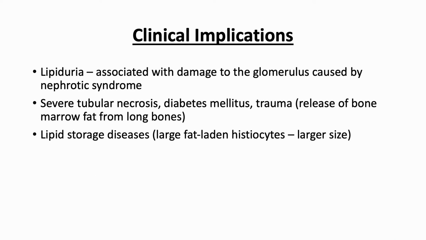So identifying the oval fat bodies can imply lipiduria, which is associated with damage to the glomerulus caused by nephrotic syndrome. So this can be seen together with severe tubular necrosis, diabetes mellitus, and even trauma. So in trauma, there can be a release of bone marrow elements like bone marrow fat from the long bones. This can also be seen in lipid storage diseases where large fat-laden histiocytes can be identified.